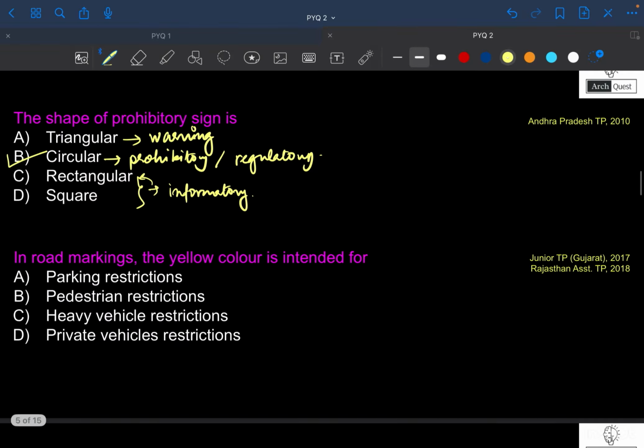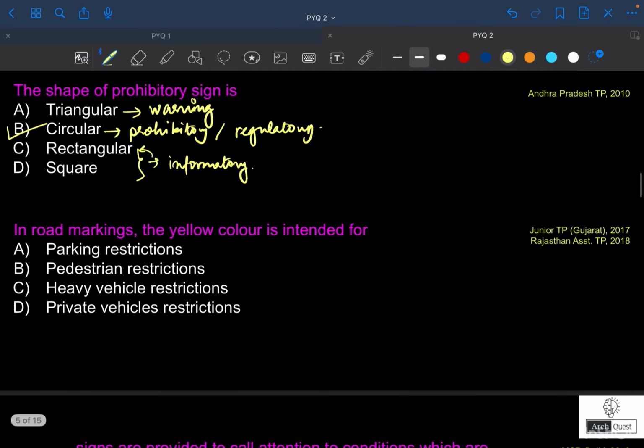ठीक है. Next, okay, so this is about road markings and we'll be covering this in a different video altogether because road markings has some important topics, so we'll cover this later.